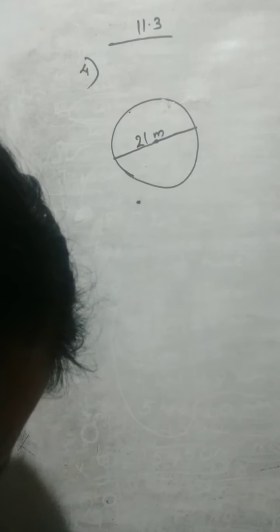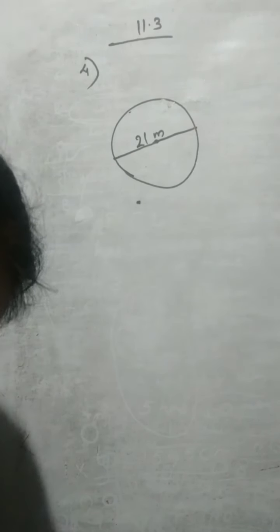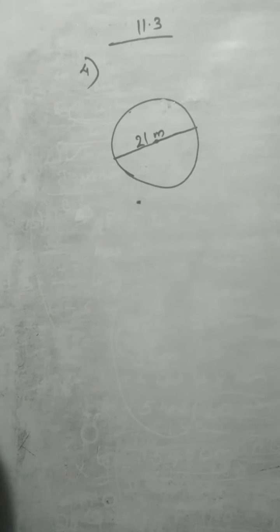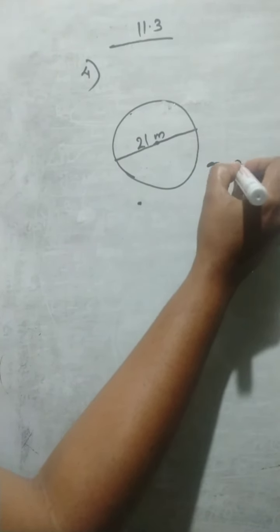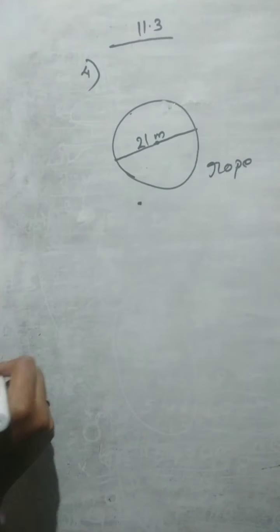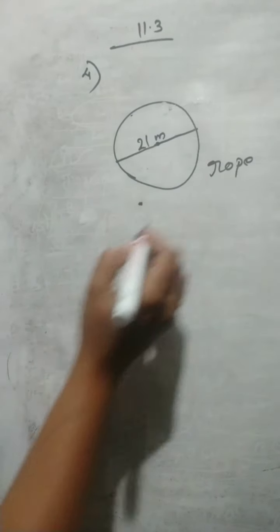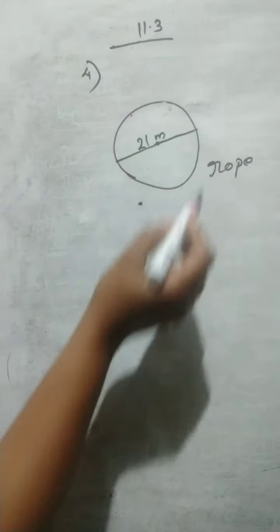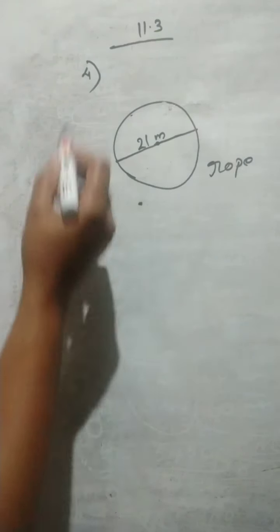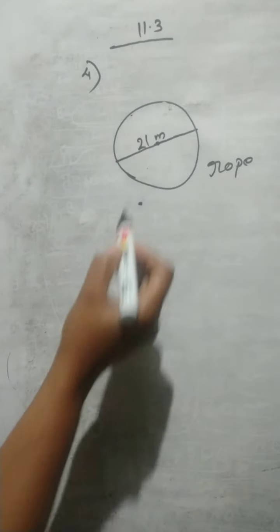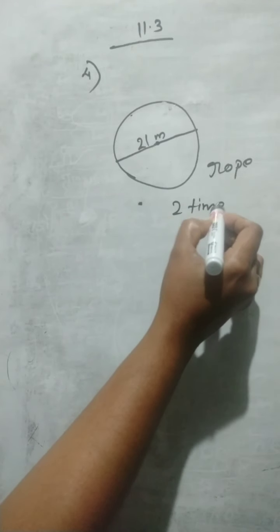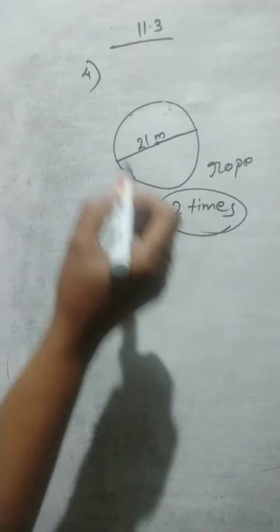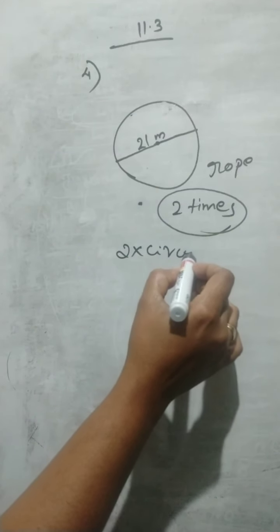Find the length of the rope he needs to purchase if he makes 2 rounds of fence. So you want to fence with a rope. One time around is the perimeter, that is the circumference. The length of rope will be equal to the perimeter or the circumference of the circle. How many times do they need to tie? 2 times. So 2 times the circumference of this circle.